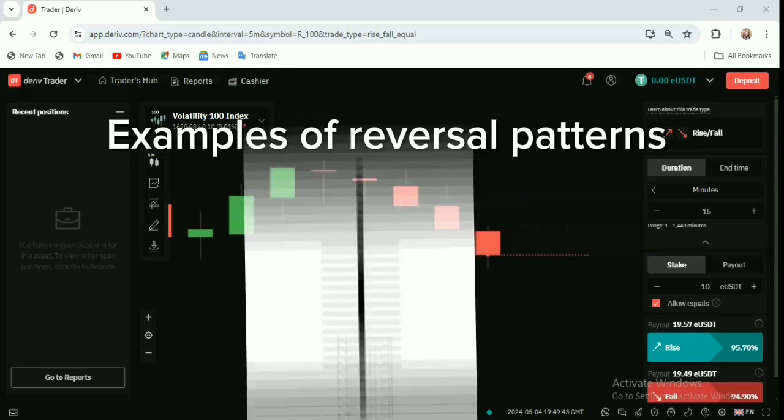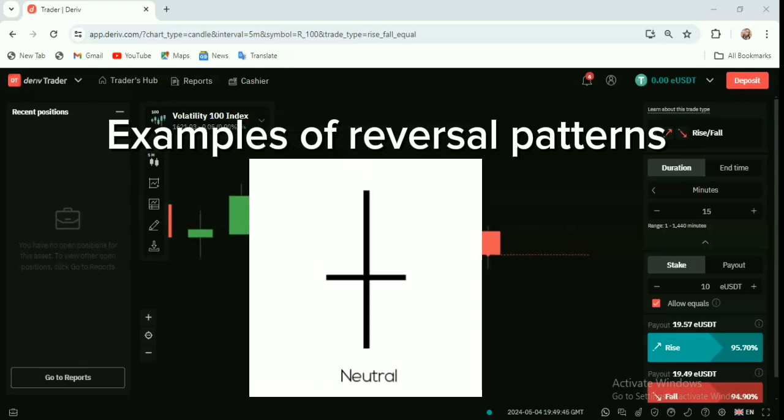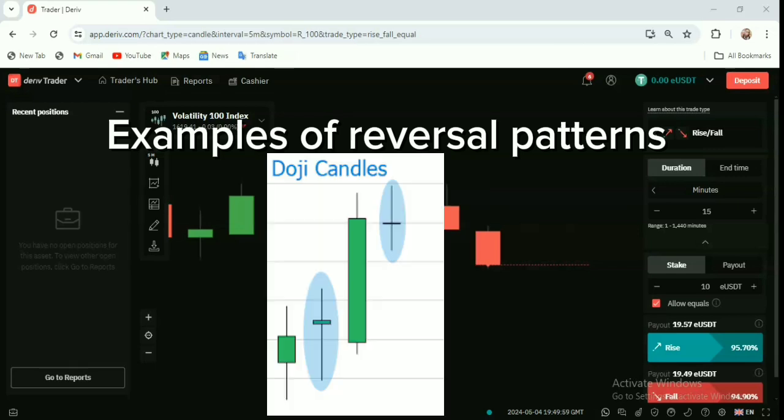So we move to the standard doji. A standard doji, on the other hand, is a single doji candlestick pattern that does not signify much on its own. It simply means indecision.